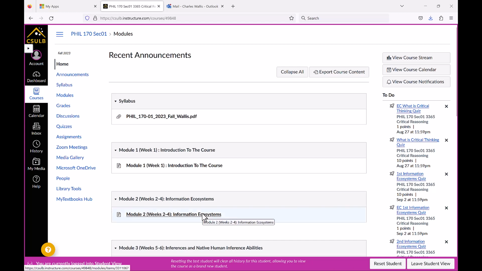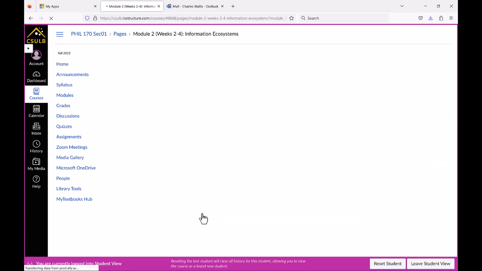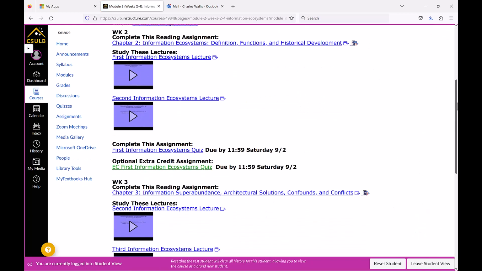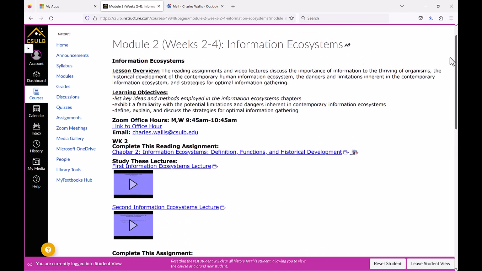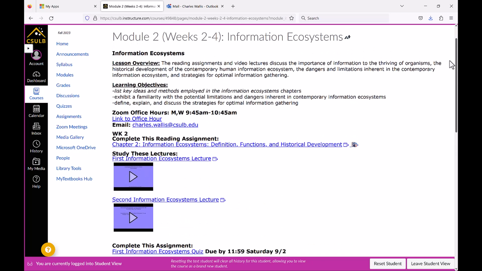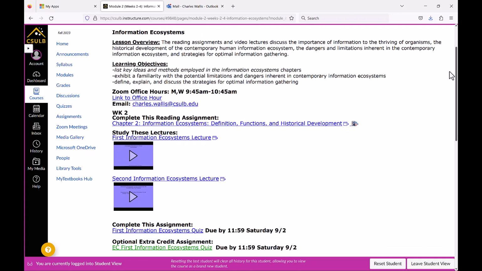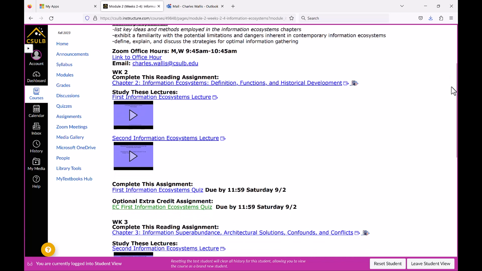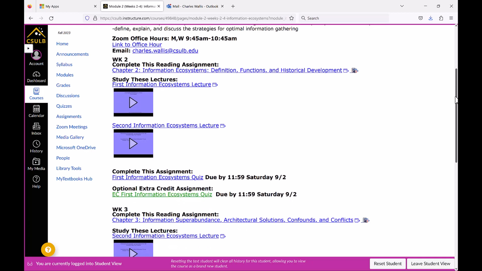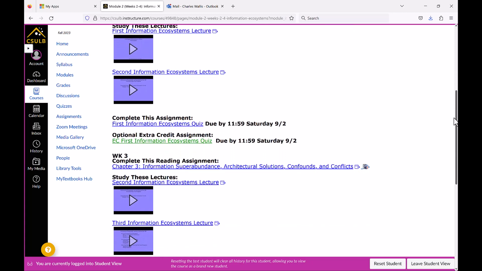When you click on a particular course module, it will bring up the following template. The module will tell you what the topic is for the module, talk about the lesson overview and the learning objectives. There'll be a link to my Zoom office hours and to my email. There will then be readings broken down on a week-by-week basis, links to video playlists that collect together and organize each of the lectures that are assigned for that week.